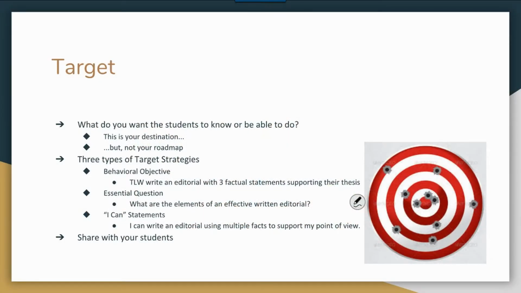Clearing. There's three types of target. The first one is the traditional behavioral objective that Madeline Hunter, that I showed in that initial lesson plan, came up with. This is exactly what she would want, and she'd want nothing less. A behavioral objective starts with something like, and I've used a shorthand here, and I suggest you do too: TLW, the learner will, write an editorial with 3 factual statements supporting their thesis.